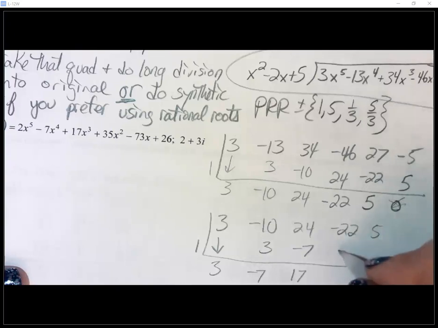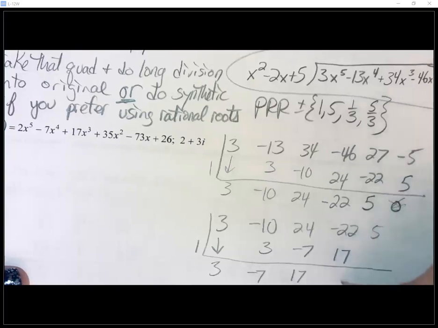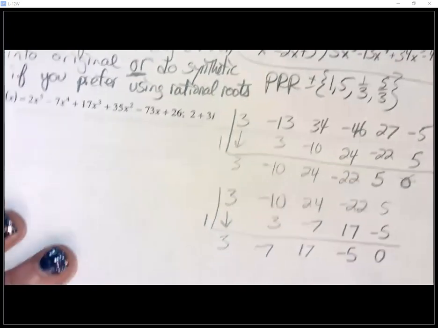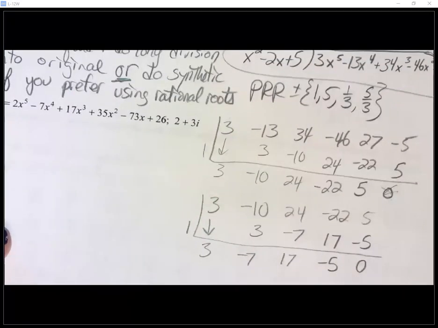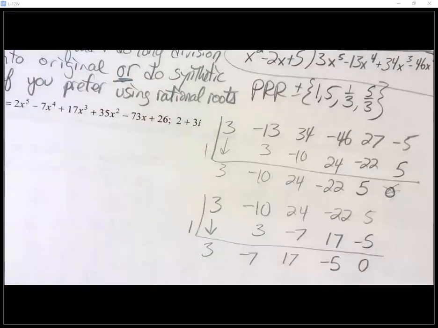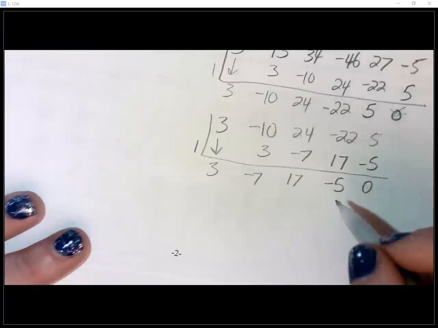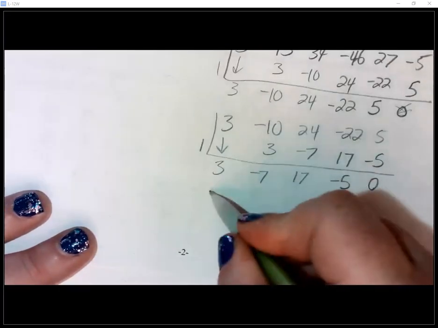I found one. One works again. Oh my gosh, what luck. So I now have 1 as an answer 2 times. I have 3, 4. The last answer has to be rational, right? Because I have 1, 2, 3, 4, I only have 1 solution left. So it can't be imaginary. So I know it's got to be in this list. Let's find it. So we can do synthetic again with these new numbers: 3, -7, 17, -5.